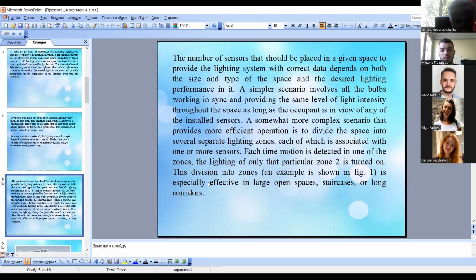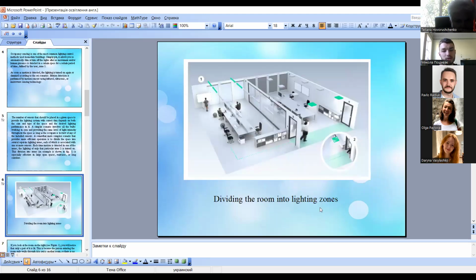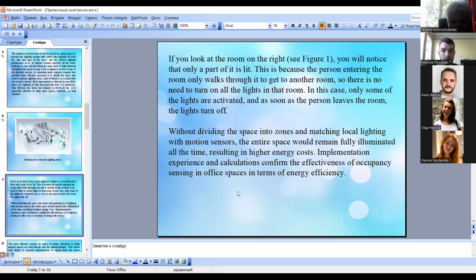Now we can see on this figure the dividing of the room into lighting zones. If you look at the room on the right, you will notice that only a part of it is lit. This is because the person entering the room only walks through to get to another room, so there is no need to turn on all the lights in that room. In this case, only some of the lights are activated, and as soon as the person leaves the room, the lights turn off. Without dividing the space into zones and matching local lighting with motion sensors, the entire space will remain fully illuminated all the time, resulting in higher energy costs.